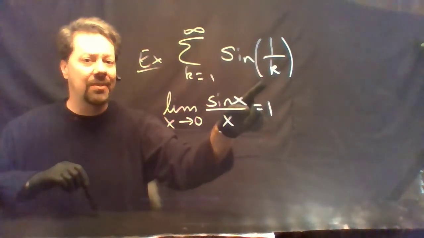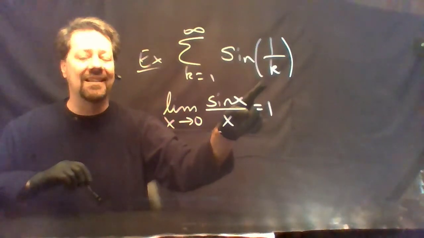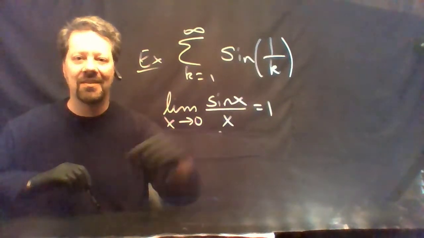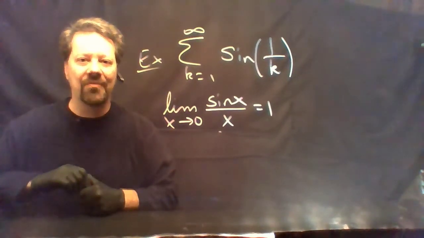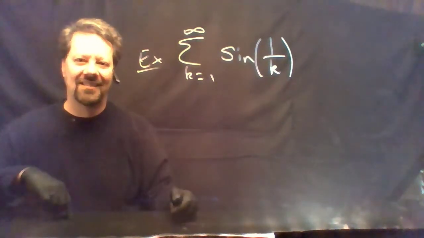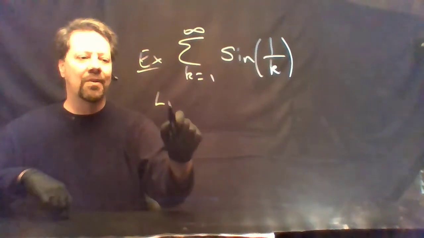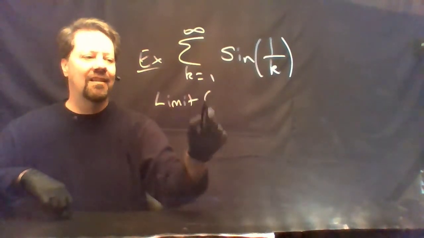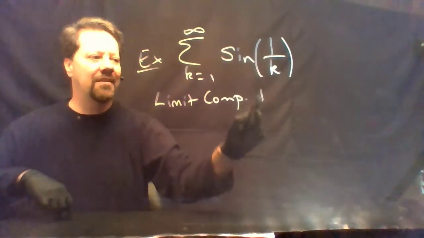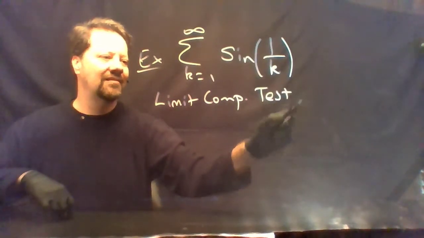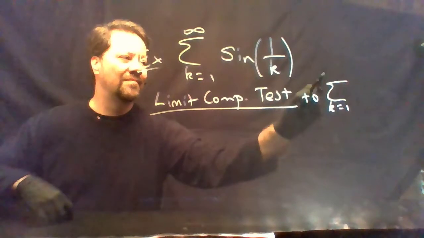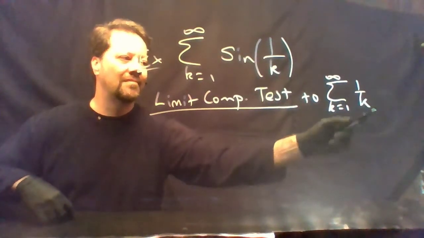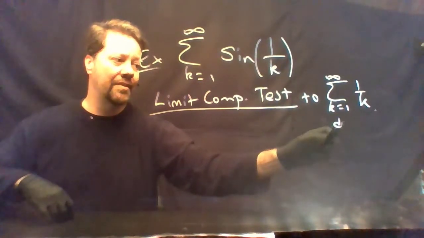You might deduce that this series behaves like the harmonic series when k gets big, and therefore it diverges. Let's prove this. We will, of course, use the limit comparison test to the harmonic series, which diverges.